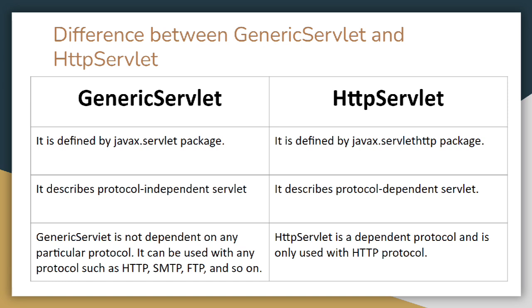Now let's look at the difference between generic servlet and HTTP servlet. The generic servlet is defined by javax.servlet package and HTTP servlet is defined by javax.servlet.http package. Generic servlet is protocol independent while HTTP servlet is protocol dependent. Generic servlet can use any type of protocol such as HTTP, SMTP, FTP and so on, while HTTP servlet is only used with HTTP protocol.